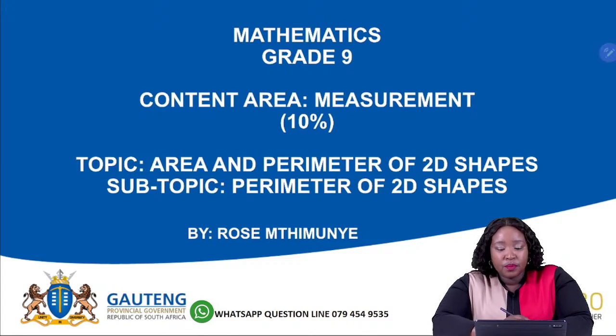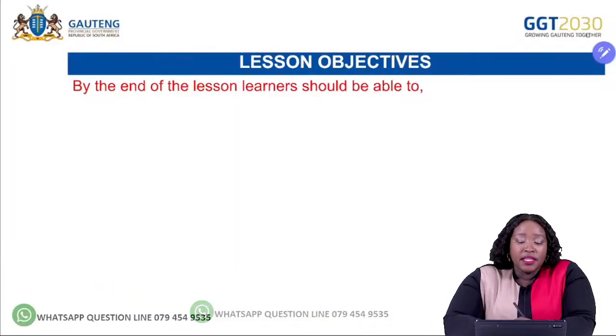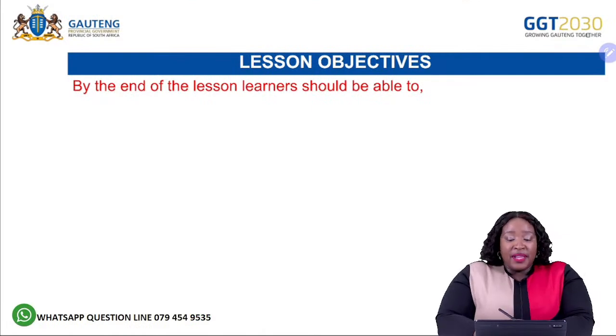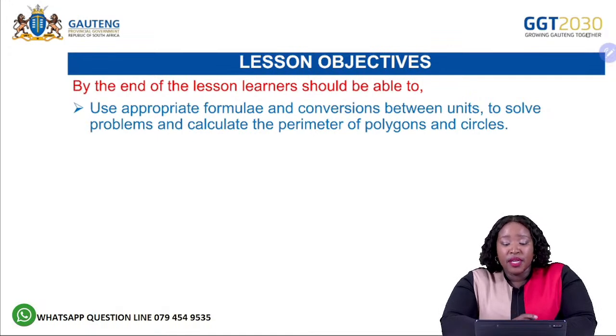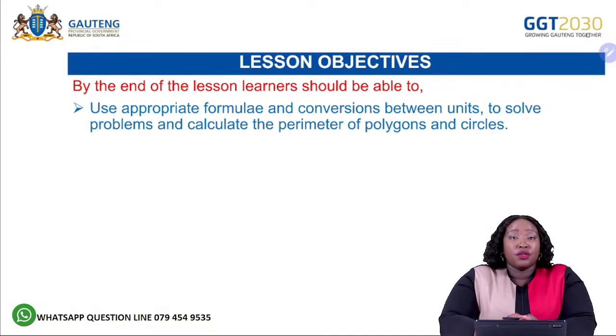All right. Let's look at the lesson objectives for today. By the end of this lesson, you should be able to use appropriate formulae and also conversions between units to solve problems and also calculate the perimeter of polygons as well as circles, okay?